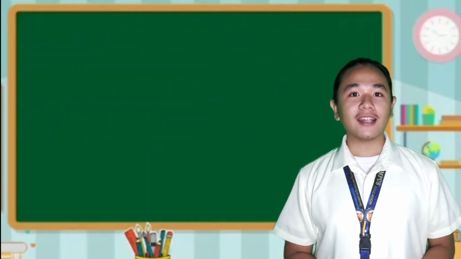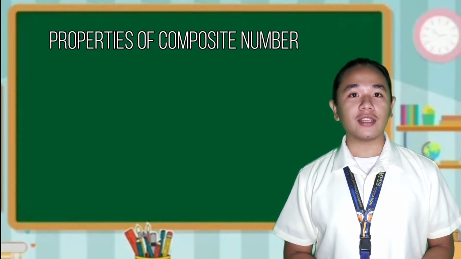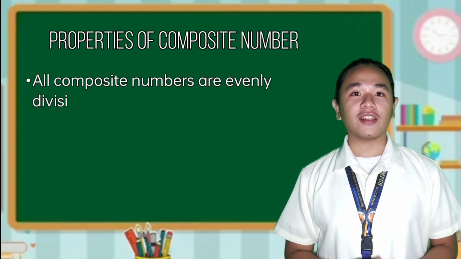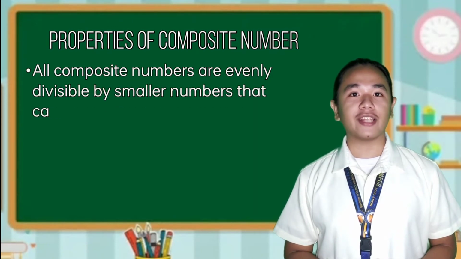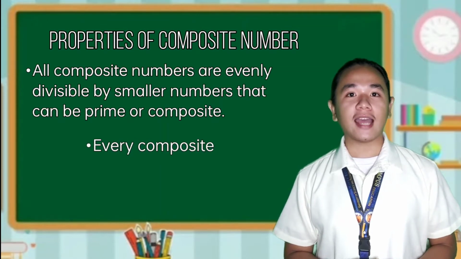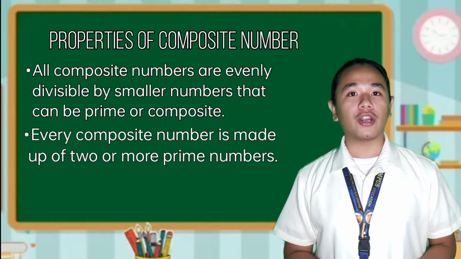So let's proceed to understand the important feature of composite numbers. And let's start with its properties. So take note the properties of the composite number that we have. The first one is all composite number are evenly divisible by a smaller number that can be prime or composite. And the second one is that every composite number is made up of two or more prime numbers.